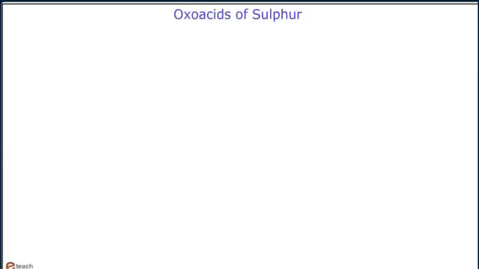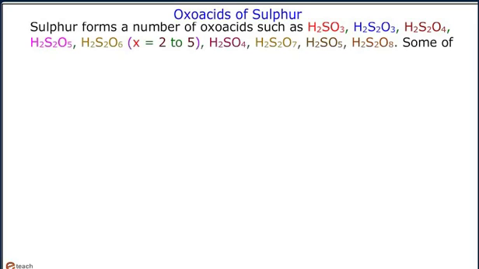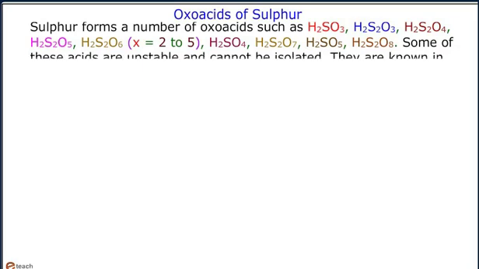Oxo acids of sulfur. Sulfur forms a number of oxo acids such as H2SO3, H2S2O3, H2S2O4, H2S2O5, and H2S2O6, and H2SO4, H2S2O7, H2SO5, H2S2O8.